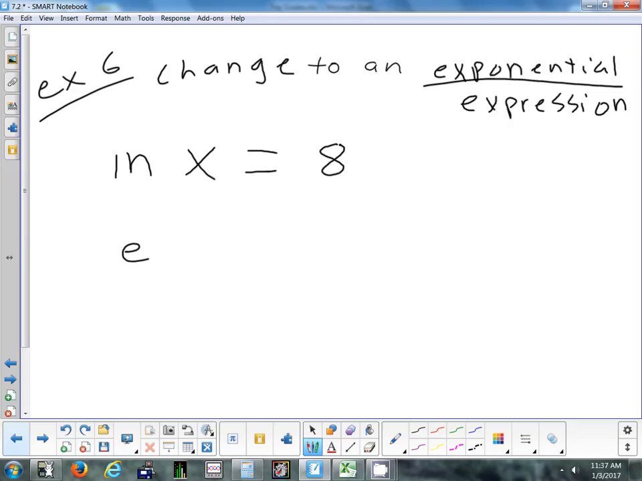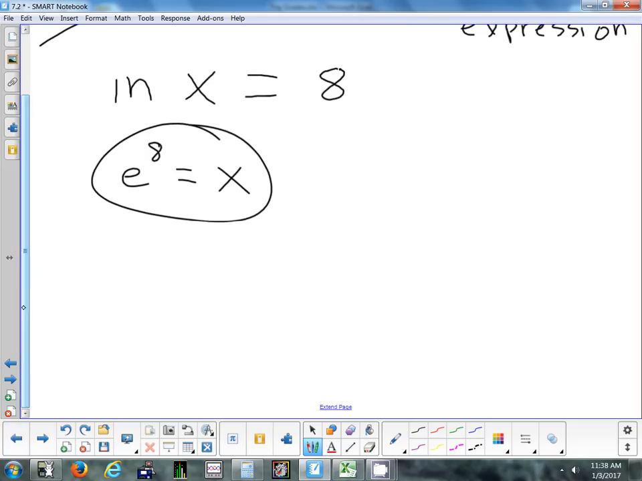And the number that's by itself, that always becomes your what? That's your exponent. And what haven't I used? The x. So the answer to this problem is whatever you get when you take e and raise it to the 8th power. So you could type that in. I'm not going to type it in, but you could see what it comes out to.